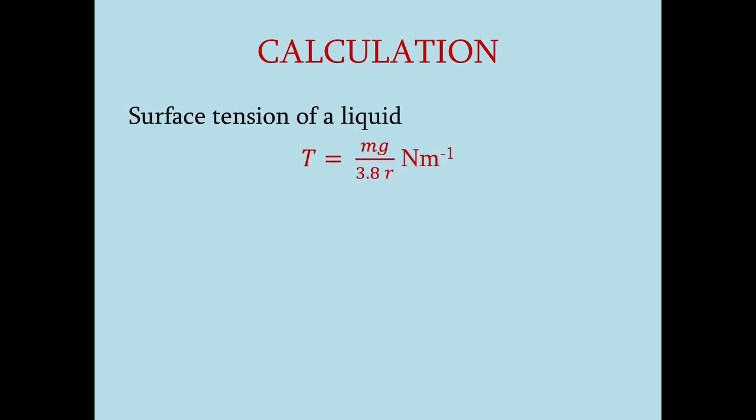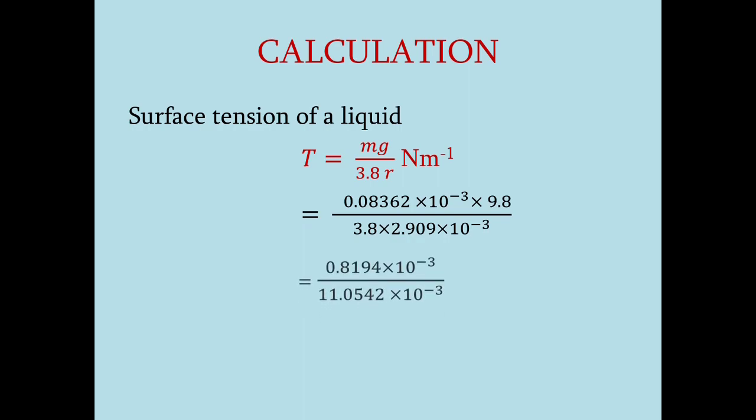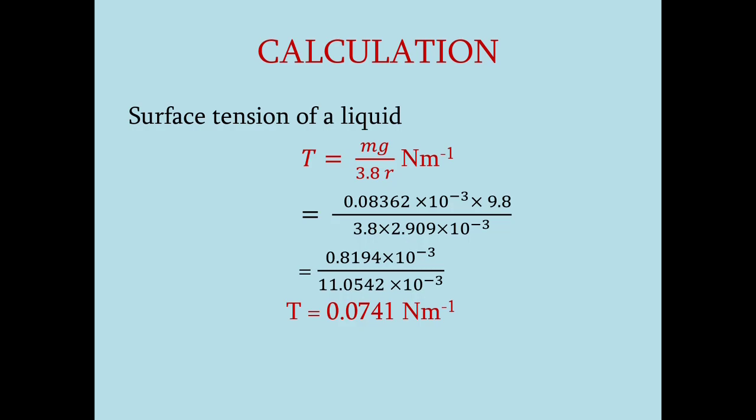The surface tension of a liquid, the liquid taken here is water, is given by T equal to mg divided by 3.8 R. The mass of one drop of water is 0.08362 into 10 power minus 3. The value of g is 9.8. 3.8 into the radius of the tube, which is 2.909. We multiply all the numerals, keeping the powers. In the denominator we have 10 power minus 3, and also in the numerator we have 10 power minus 3. Both of these 10 power minus 3 get cancelled. So the answer is 0.0741 Newton per meter.